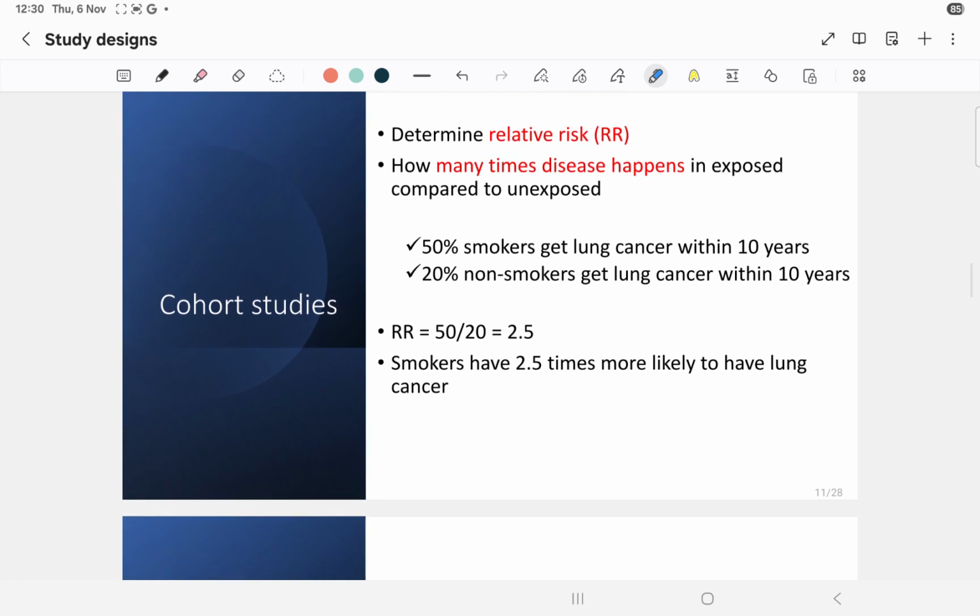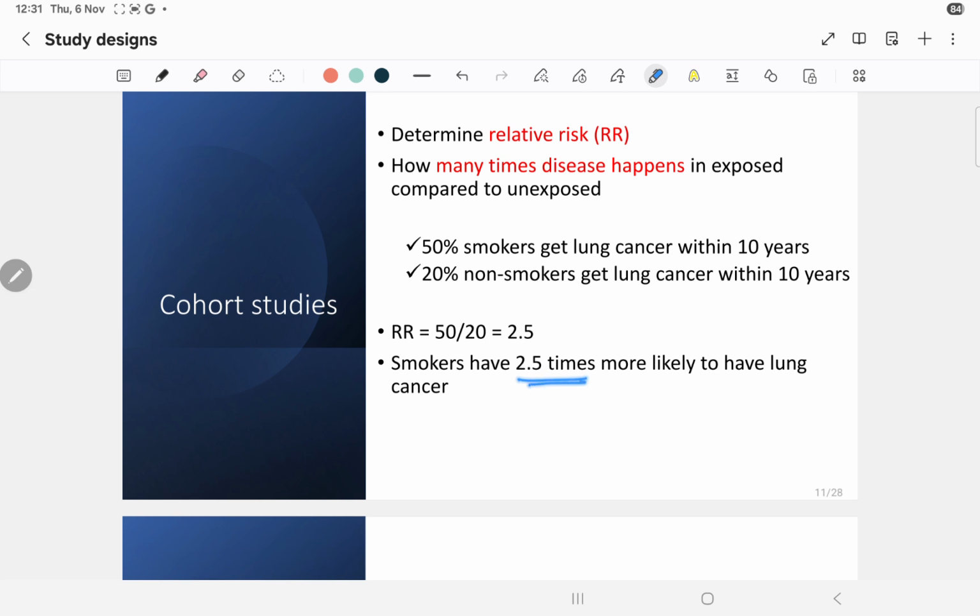So suppose 50% of smokers get lung cancer within 10 years and 20% of non-smokers get lung cancer within 10 years. So this is the incidence in the exposed individuals and this is the incidence in the non-exposed individuals. You divide these two numbers and you will get the relative risk. So in this case we are dividing 50 by 20. So we will get 2.5. So that means relative risk is 2.5.